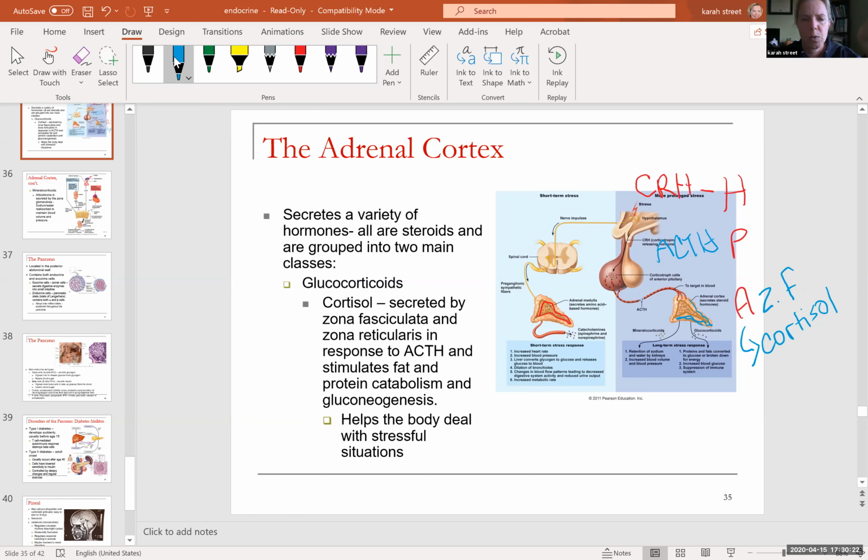The other two, aldosterone and DHEA, follow a humoral pathway. Something in the blood triggers them to be released. I do not ask any questions on DHEA. I save questions on DHEA for physiology. So you can delete that layer if you want to.